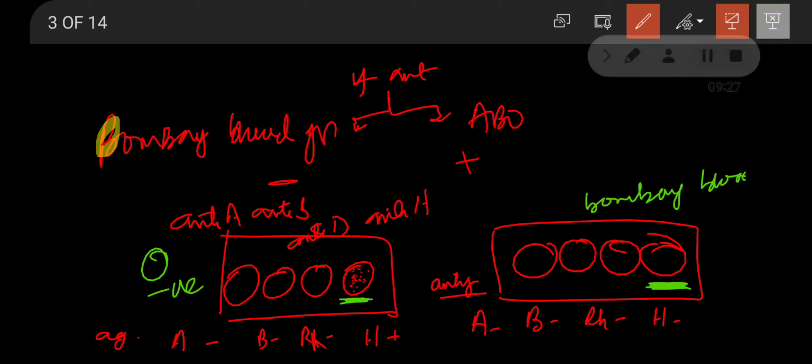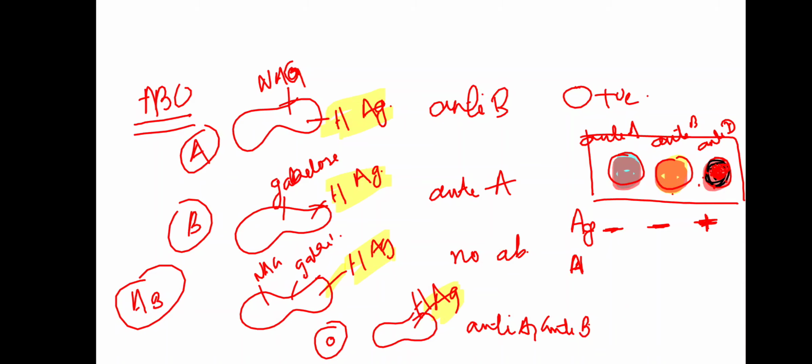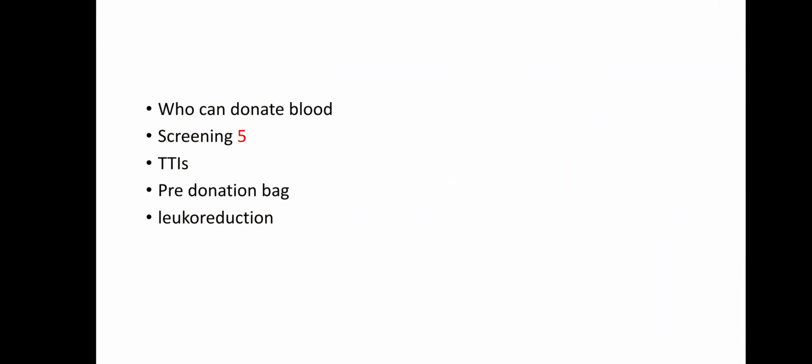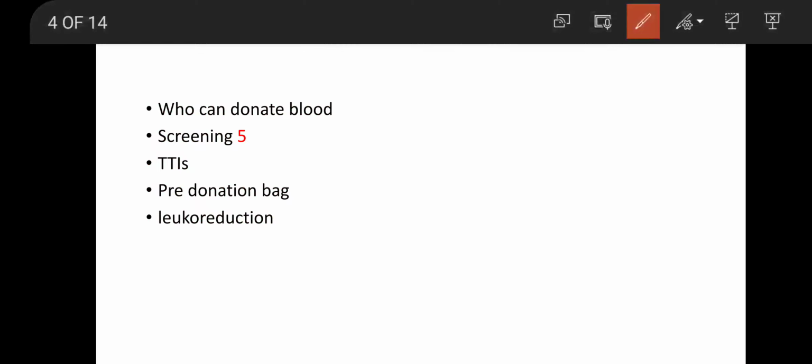Next, we will discuss who can donate blood. Age 18 to 60 years. See, a very old patient cannot donate. A very young baby cannot donate. So that's the concept. And weight should be around 45 kg.